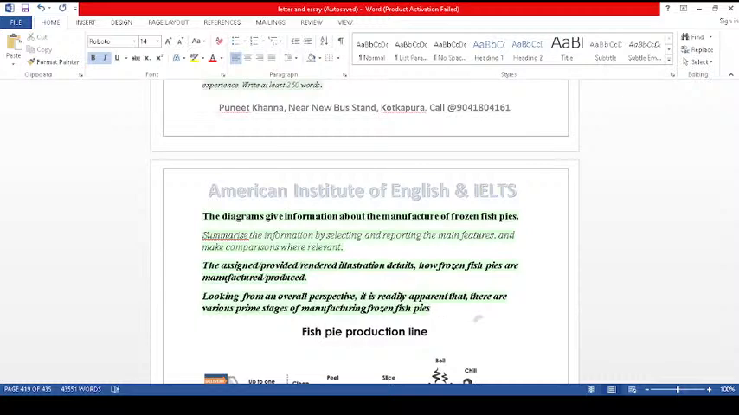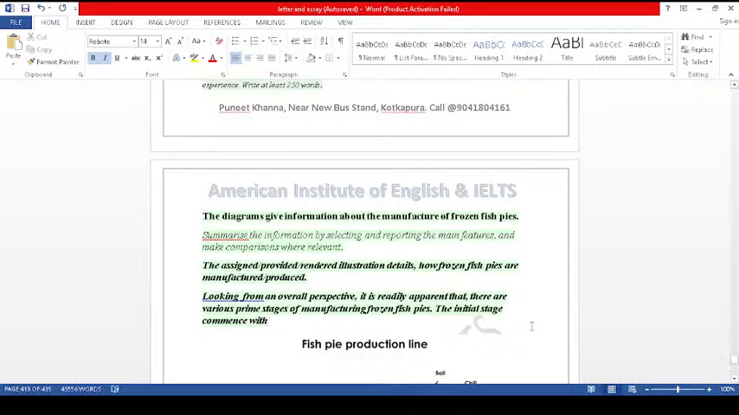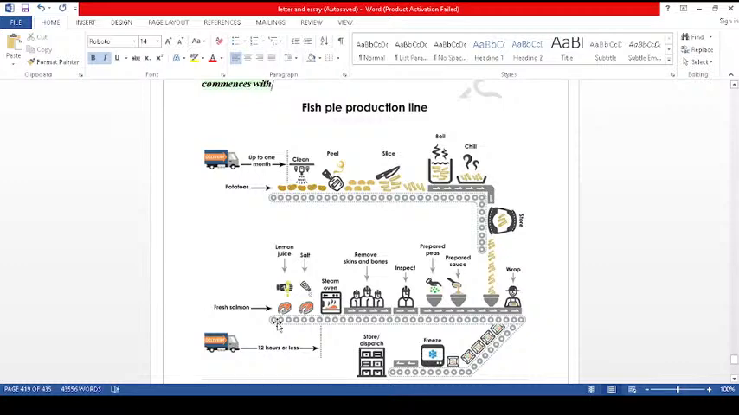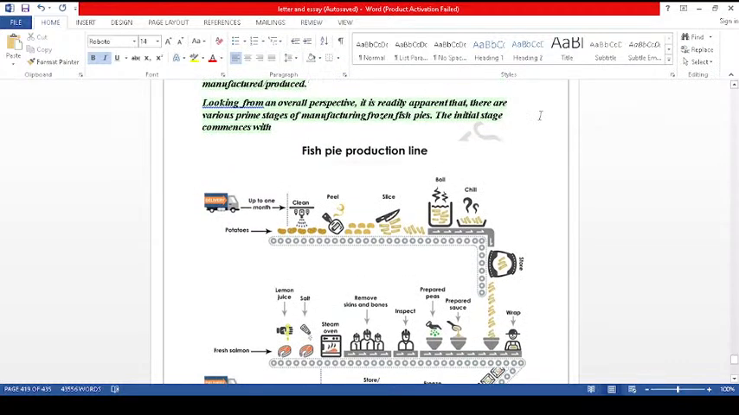The initial stage commences with, you can simply see, the initial stage commences. Because you are talking about a singular thing, you should use it. So the initial stage commences with, simply, you can say there are two stages. First of all, study one side, where potatoes are used, and on the other side there is fresh salmon. You can make these points accordingly. So you can simply say that looking from the overall perspective, it is readily apparent that there are prime stages of manufacturing frozen fish pies.